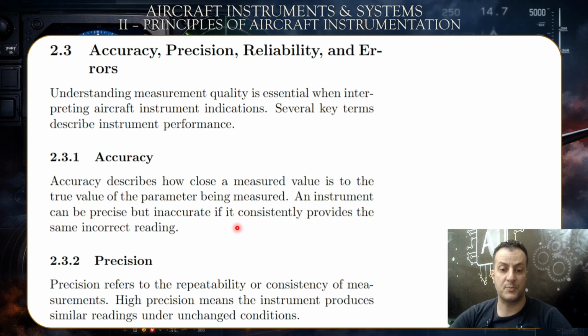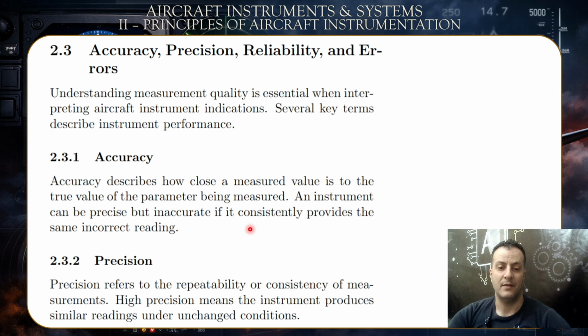An instrument can be precise but inaccurate if it consistently provides the same incorrect reading. It's precise, meaning it's always performing in the same way. However, its performance is inaccurate. Precision is the ability of reproducing the same results over and over, so it's consistent. However, that precision does not mean that the measurement is accurate, because you have a constant error rate always, so you need a correct adjustment so that it can measure well.